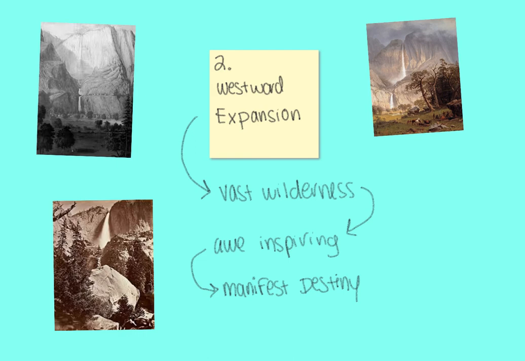When these photos and paintings reach the East Coast, it inspires hundreds of mostly white Americans to pack up and move west. This large-scale migration is referred to as westward expansion and created the belief in manifest destiny. All these things contribute to the ideology of opportunity in the West, a common theme that can still be seen today.